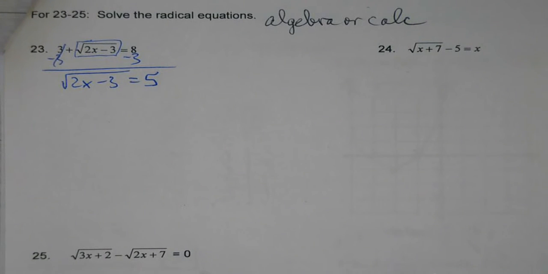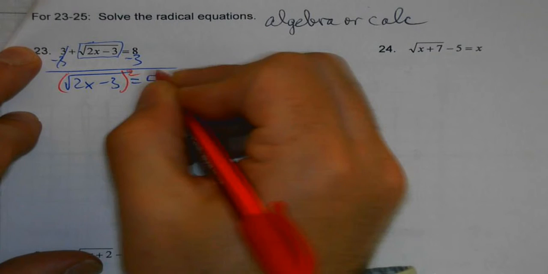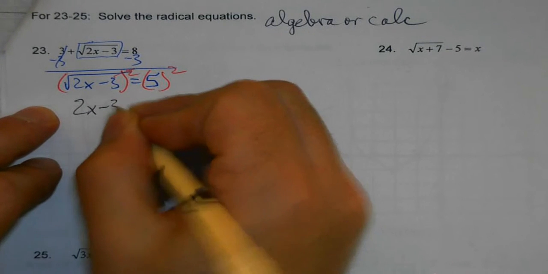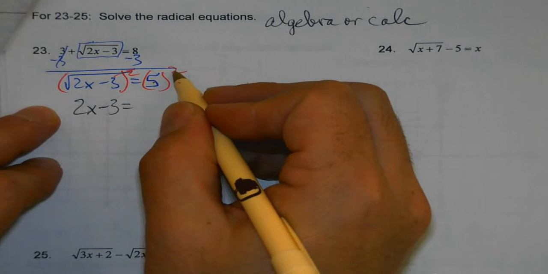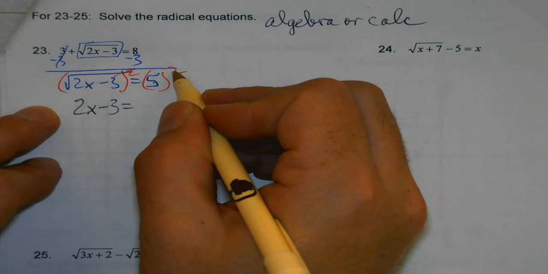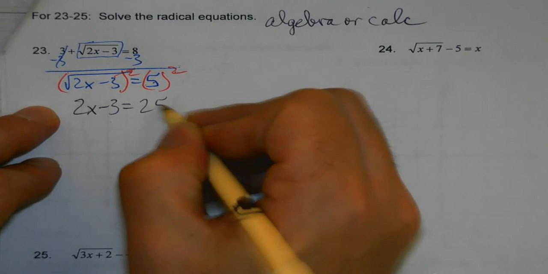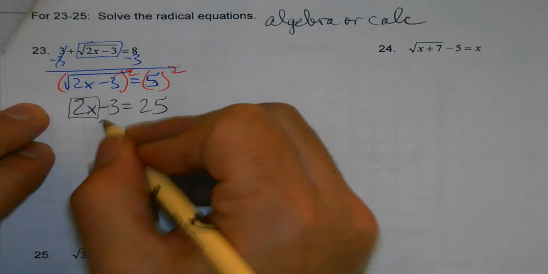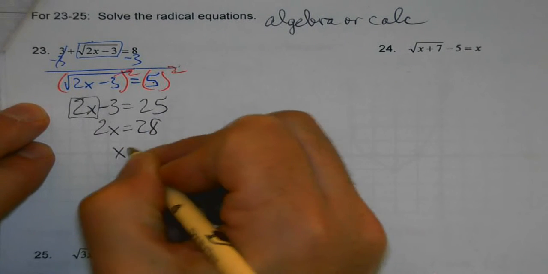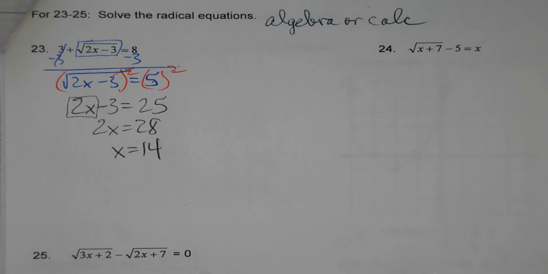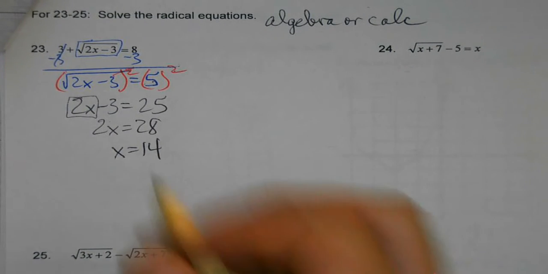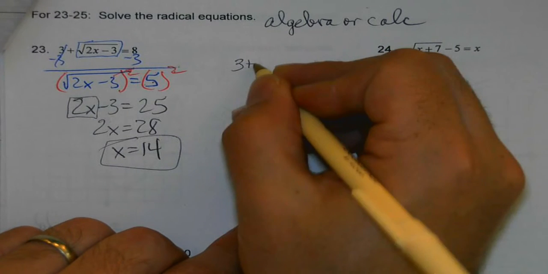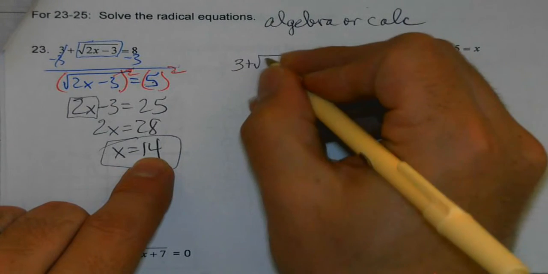So once I get that radical alone, I'm going to square it to get rid of my radical. Remember, 5 squared, we talked about this at the start of this video. 5 squared is not 10. It's not 5 times 2. It's 5 squared. 5 times 5 is 25. And then I just solve the equation that's left. I add my 3 over, and I divide by 2. Now again, take a moment to make sure that really is an answer before you go on. So I'm just going to do a quick little bit of side work here. 14 times 2 is 28.